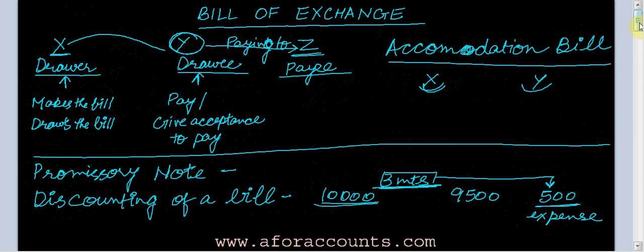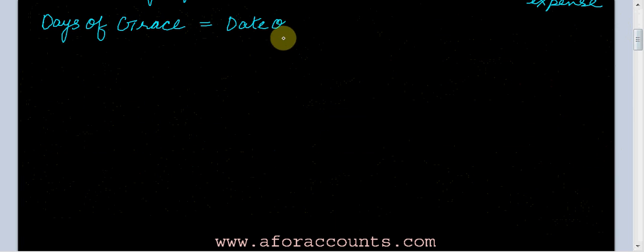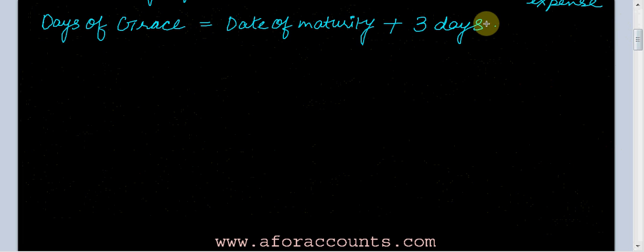Now next very important topic, days of grace. Some days are added to the date of maturity. Whatever is the date of maturity, plus, generally it is 3 days. Generally it is 3 days.